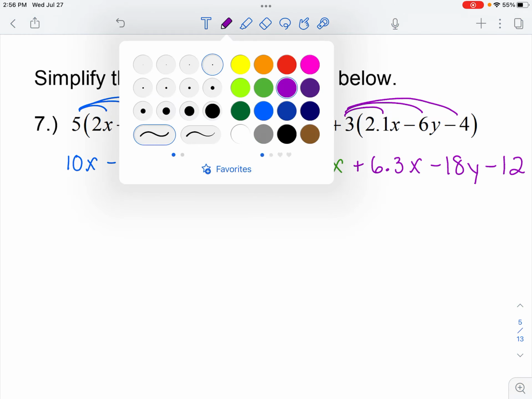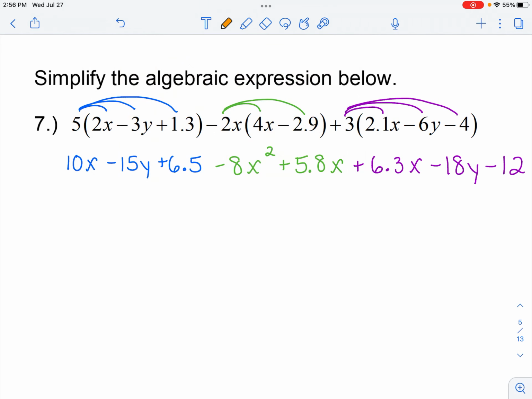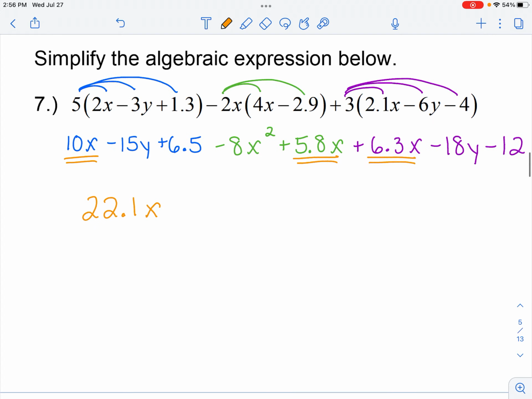Now I want to go through and try to identify like terms. I'm just going to go in alphabetical order. So let's see. I've got a 10x here, and I want to see if I have another x anywhere. I have a 5.8x right there and a 6.3x right here. So I want to combine these terms together. So 10 plus 5.8 plus 6.3. Let's see, 11, 12.1, 22.1. 22.1 x's.